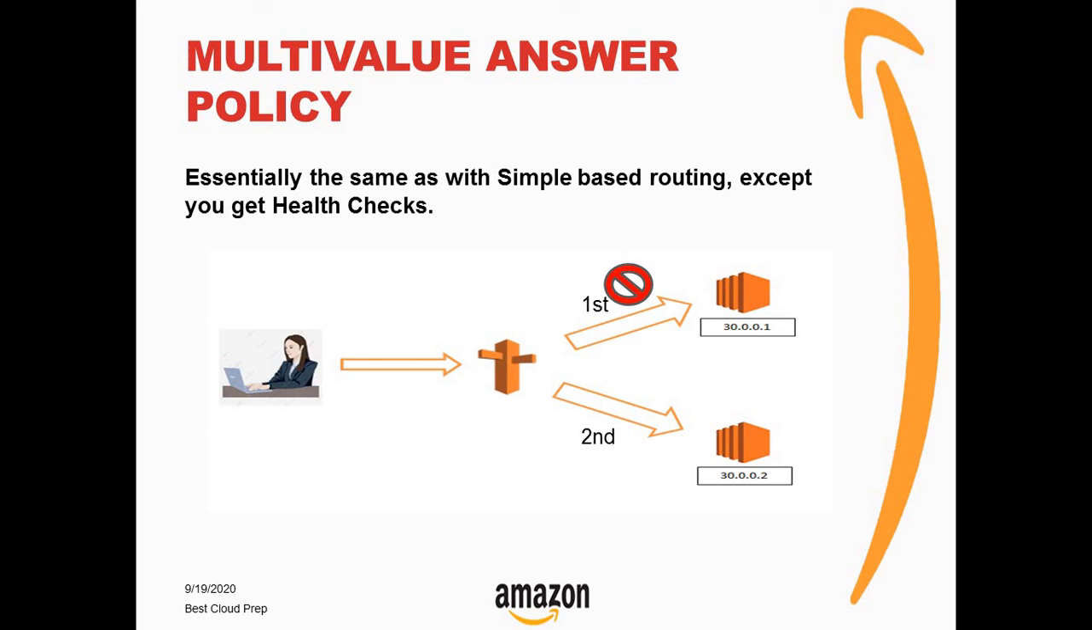And then finally, we have our multi-value answer policy. Essentially this is the same as simple routing, except you get health checks. So you can have multiple values in your record set. We have our first and second, as you can see in the diagram. If one fails a health check, it will be removed from the record set, and Route 53 is going to stop serving that record until it passes the health check.